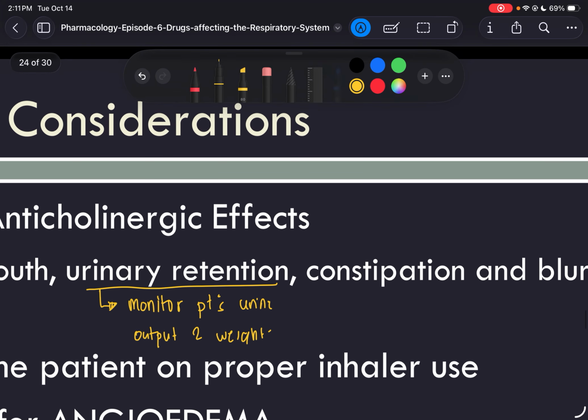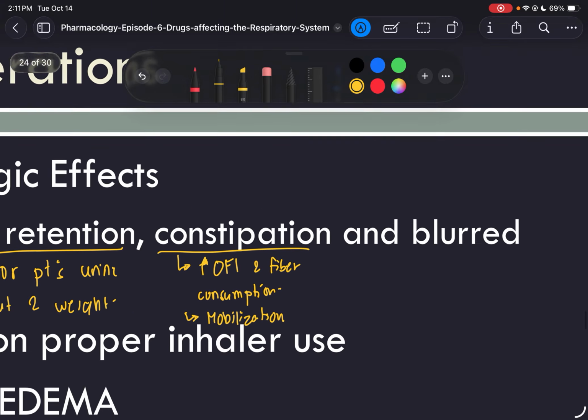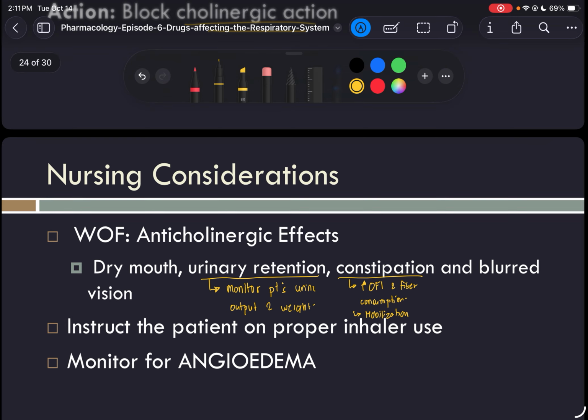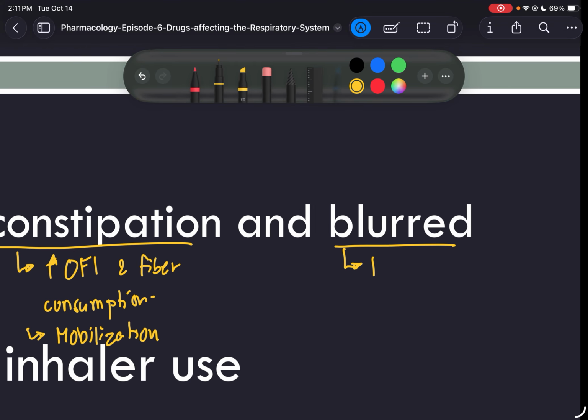Balik na lang, no? For constipation, then we increase oral fluid intake and fiber consumption. Di ba? And we will encourage mobilization, walking, because walking will increase peristalsis. Okay? And then for blurred vision, then we already know, no? Fall safety risk. Fall safety risk measures.